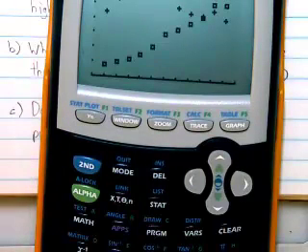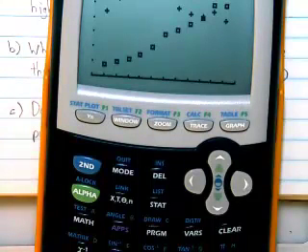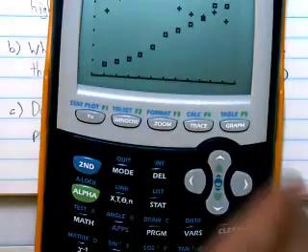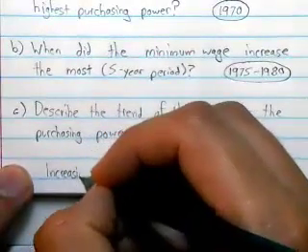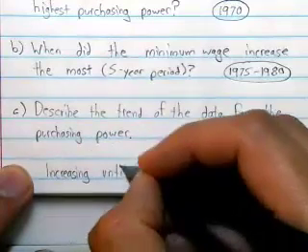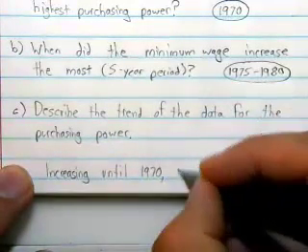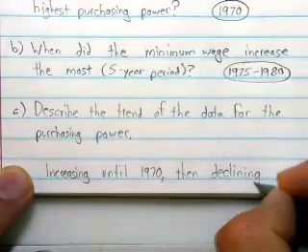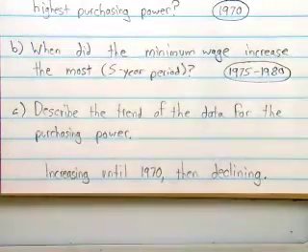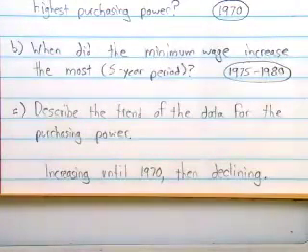In general, the purchasing power was increasing until around 1970, and then it's been on a decline since then. Okay, say something to that effect. Something like that. It doesn't have to be anything complex. Just, can you give me a basic description of what you see?